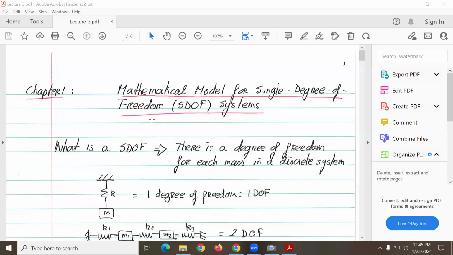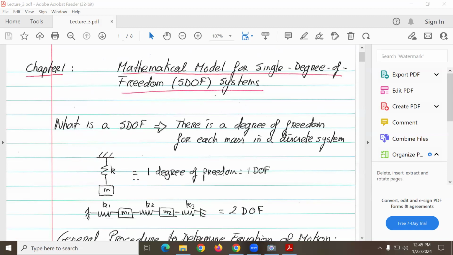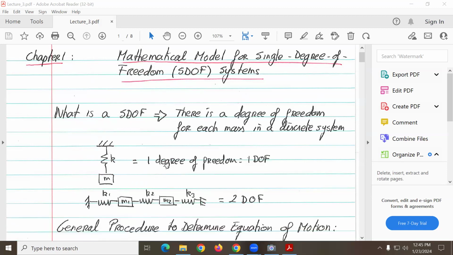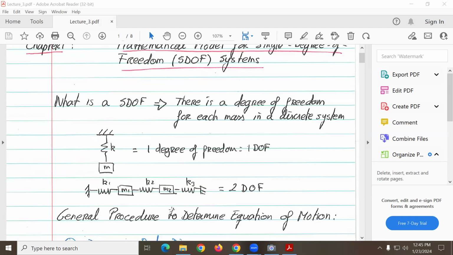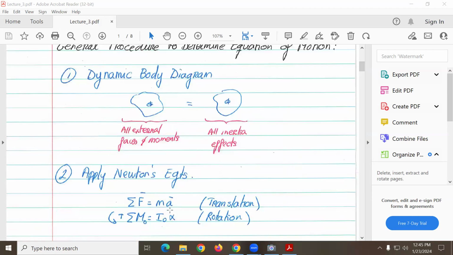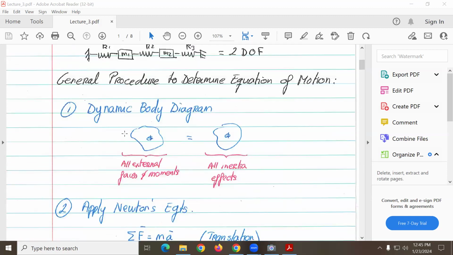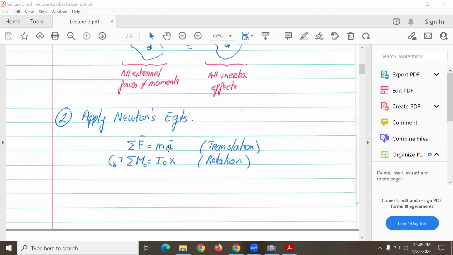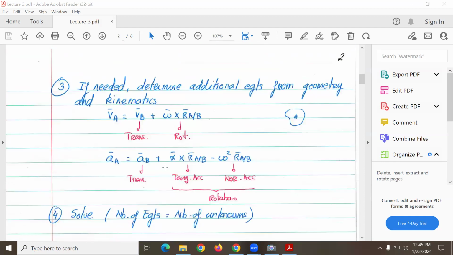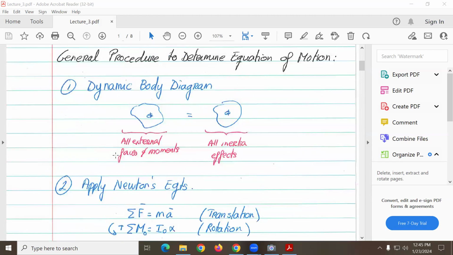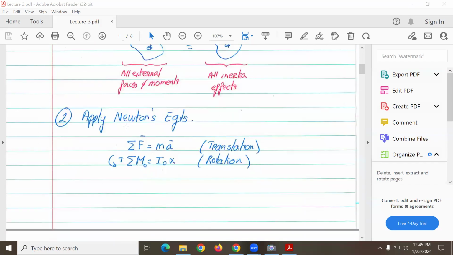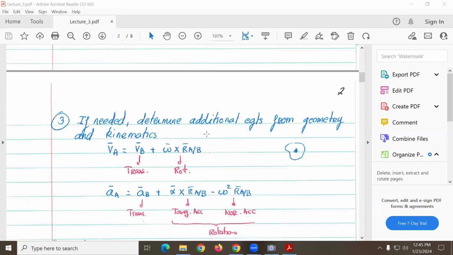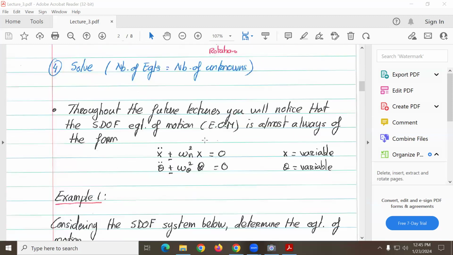So basically what we have been doing the last two lectures is, for 1 degree of freedom, when there is one mass, we derive the equation of motion by defining that the motion is always divided into translation and rotation. So this is the equation defining the translation in general, and this is the equation defining the rotation, the summation of moments. We wrote down some basic kinematics equations and we wrote down the procedure: dynamic by diagram, Newton's equations, additional equations from kinematics if needed, and solve.